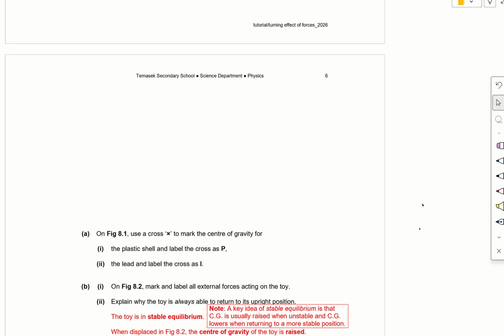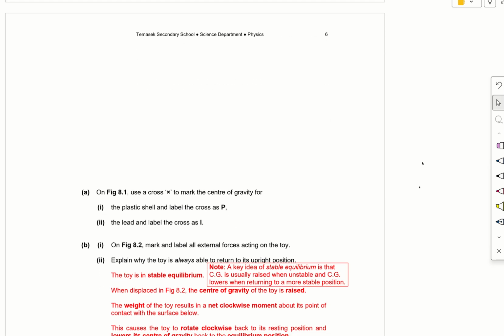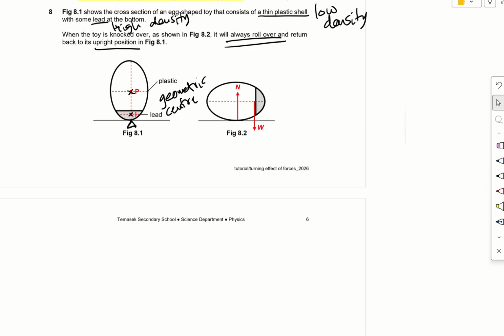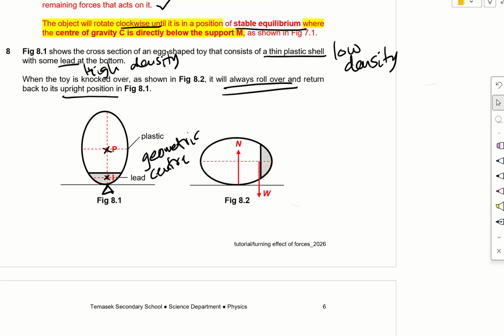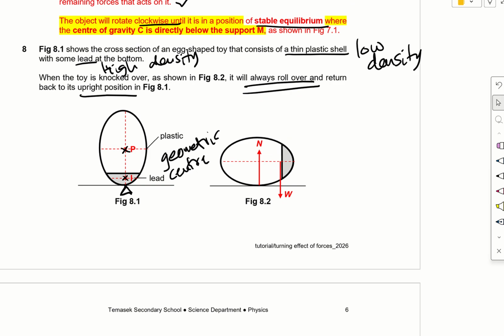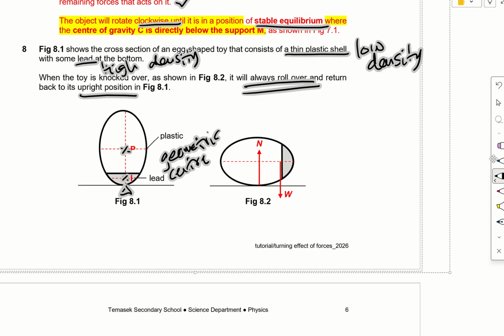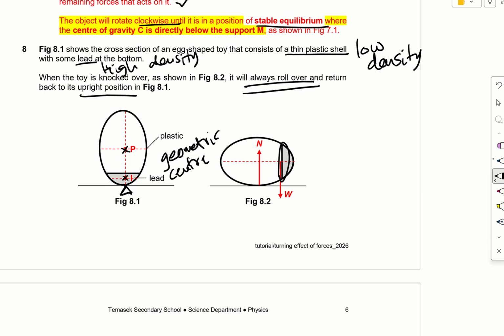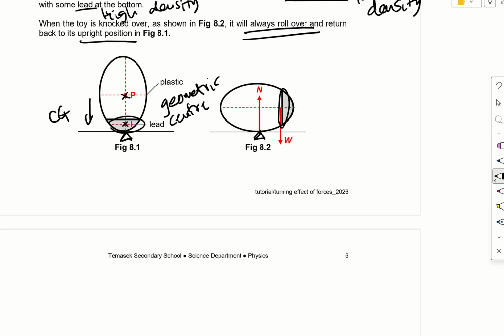Okay. On figure 8.2, mark and label all external forces acting on the toy. Because the lead actually has a higher density, all the weight of this whole entire system is nearer to the lead. Because I added the lead, the center of gravity actually drops to a lower position. So there is a normal force, which you can somewhat take as the pivot, and you also have the weight of the entire system, which is the plastic shell and lead, somewhere here.